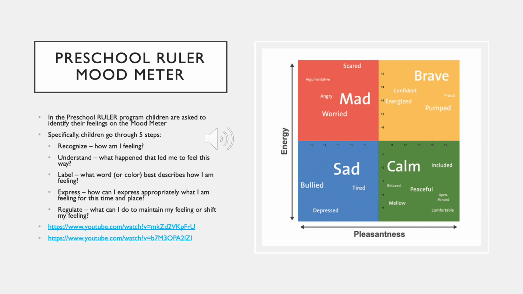And so we think about what we need to do. Do I need to talk to someone? Do I need quiet time? And then how do I regulate myself? So what can I do to maintain my feeling or shift my feeling? So if I need to get less tired, I kind of was talking about express and regulate at the same time with those examples I was giving, because oftentimes we're expressing and regulating ourselves at the same moment.